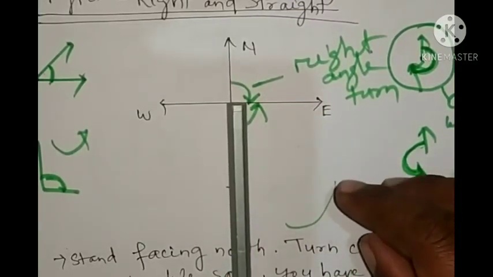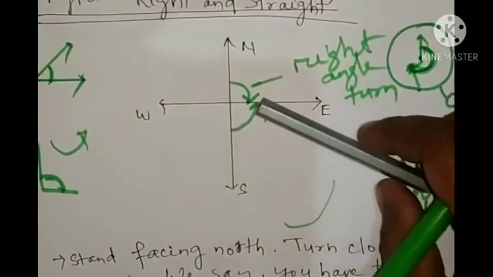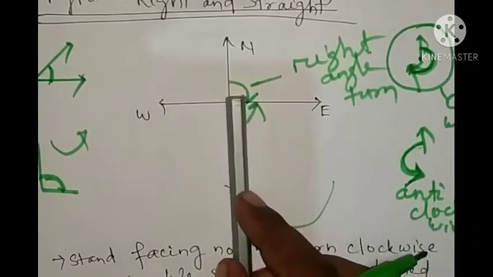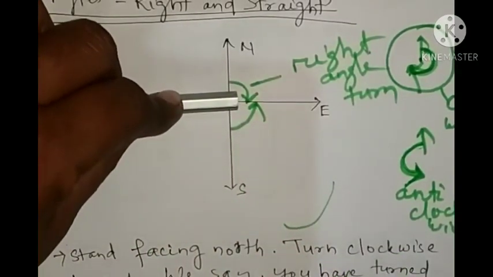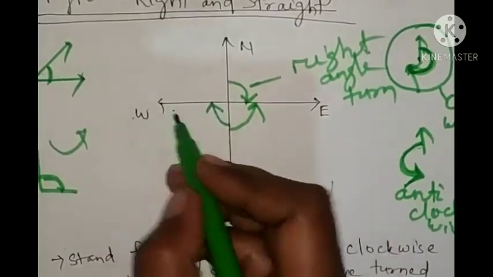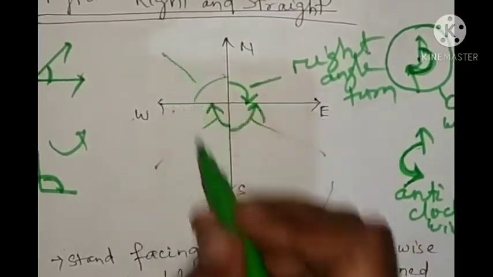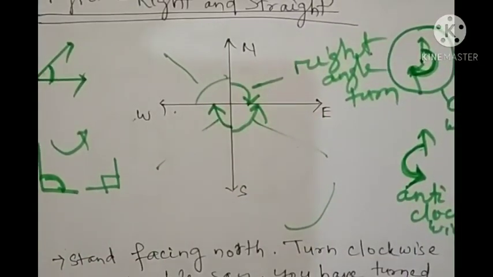And if you again turn a right angle in the clockwise direction, here you see, if you turn in a clockwise direction, what will you get? Clockwise is this direction. So where will you get? You will get west. So this is one right angle, this is one right angle, and this one is also a right angle. So all these are right angles.